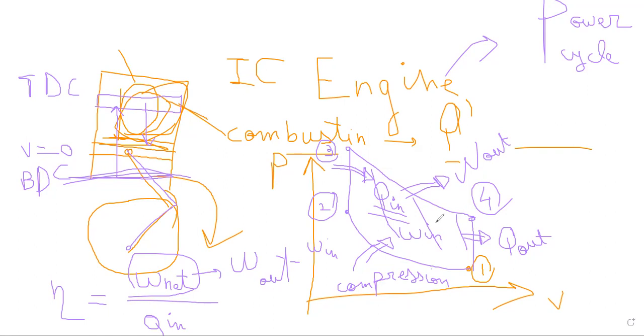In equals out. Yes, because if I take each process separately and apply the first law of thermodynamics, I can write, for example, the following. If I just take from 1 to 2, the variation of energy from 1 to 2 is equal to the heat during this process, Q12, plus the work during this process, which is W12.